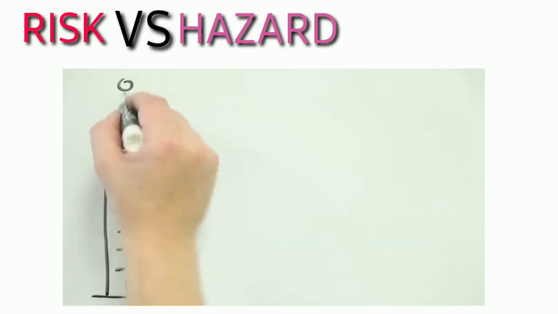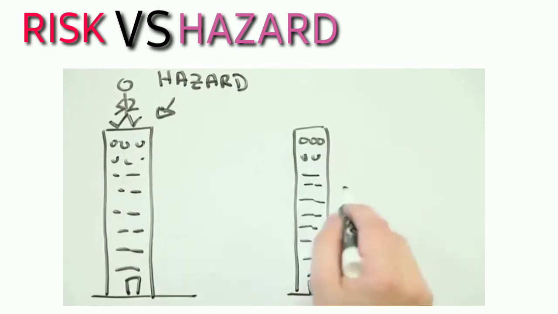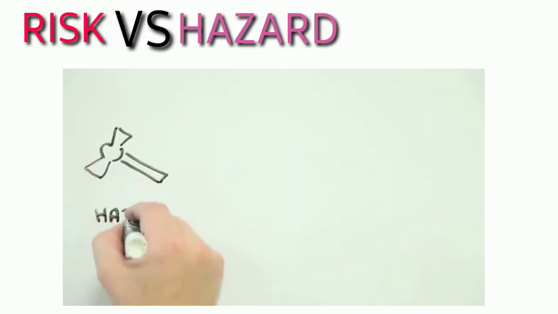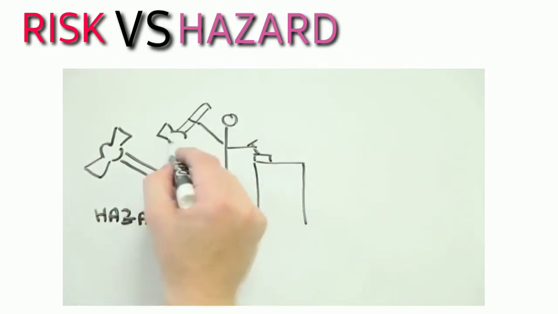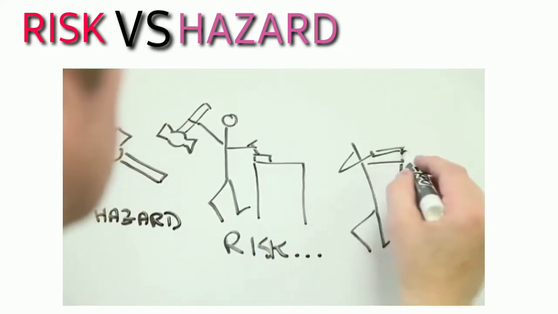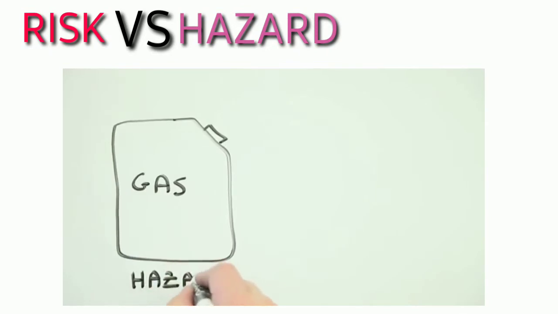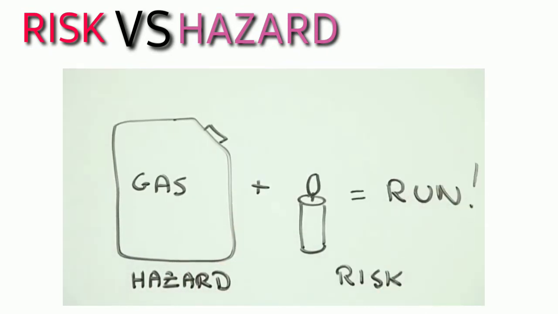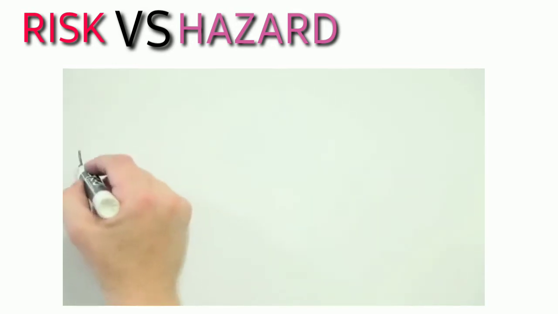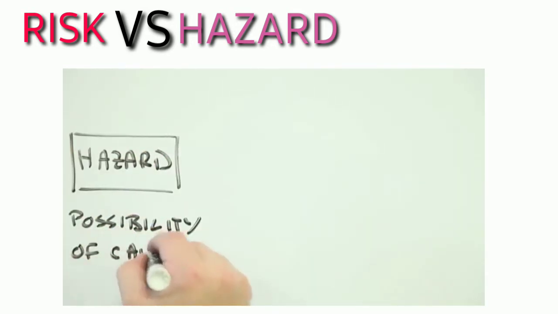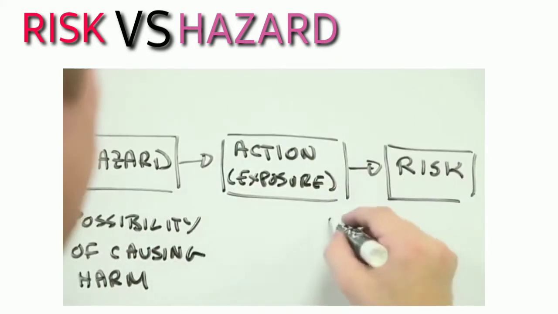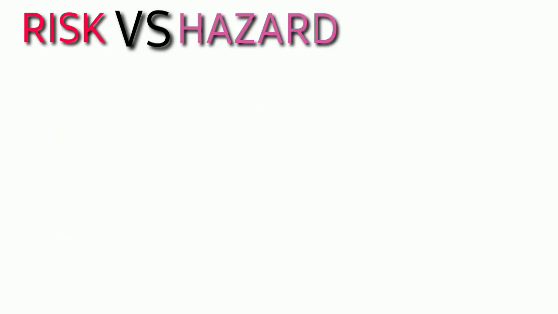Standing on the edge of a tall building is hazardous. Stepping off the edge is a risk. A hammer sitting on a workbench is a hazard. Using it is a risk, especially if you're cack-handed. A container of gasoline is a hazard. Pouring it while holding a candle is a risk. Of course, there's more to it than this, but the bottom line is that there's always something else that's needed to change a hazard into a risk.